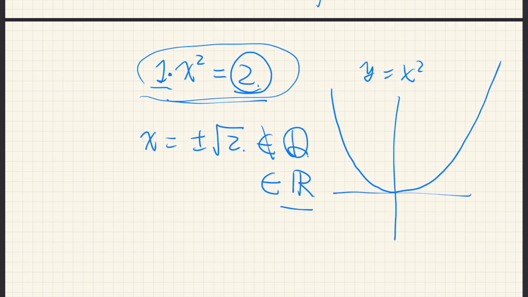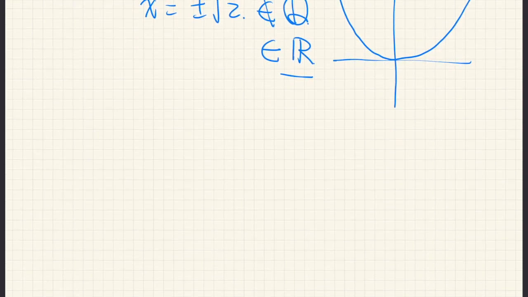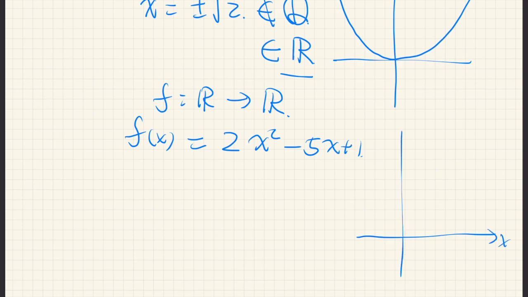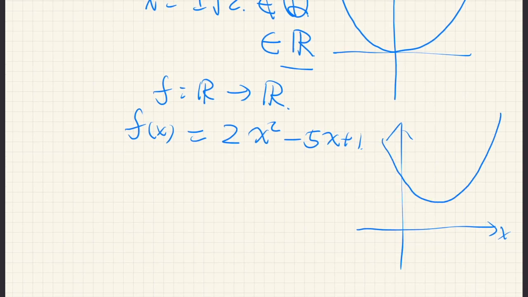Next, let's consider a little bit more general quadratic equation. First, we define a function f of x from the set of real numbers to the set of real numbers. We define f of x as, say, 2x squared minus 5x plus 1. So we define the function. If you try to draw the graph of this function, it looks something like this, I think. I don't know exactly, but you should try.